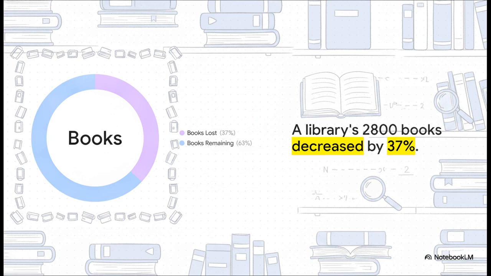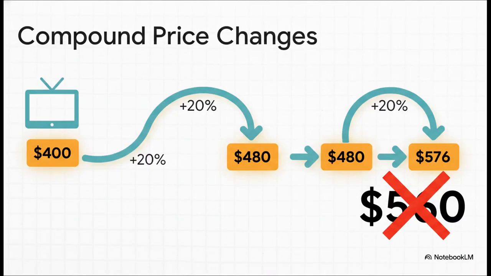Just turn 37% into the decimal, 0.37, multiply it by 2,800, and you find that 1,036 books were lost. Subtract that from your starting total, and you're left with 1,764 books remaining. And, by the way, that leftover amount neatly represents the remaining 63% of the original pie. And this brilliantly illustrates the answer to that tricky scenario we talked about at the very beginning.